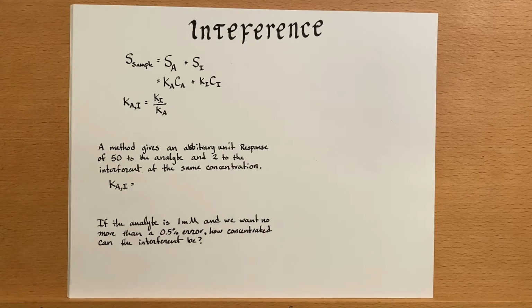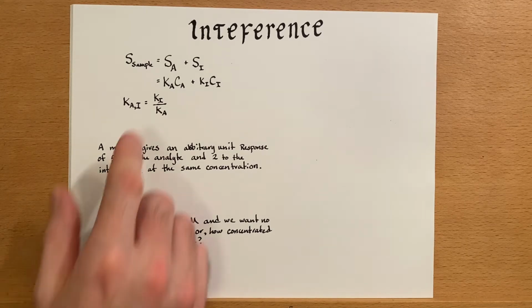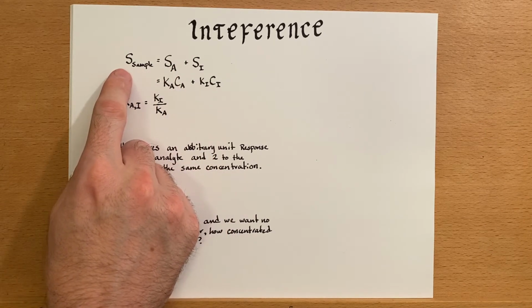Let's talk about interference as it relates to analytical measurements. Now, as much as we'd like to think that our methods will not suffer from interference, it does occur. And this is especially a concern when the sample originates from outside of the laboratory. It may contain other species than our analyte that affect the signal that we measure.